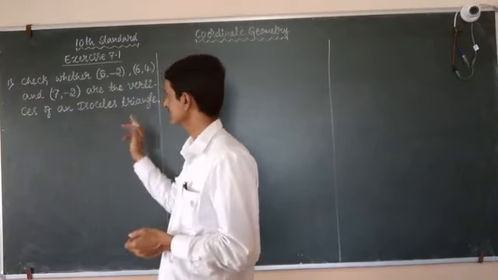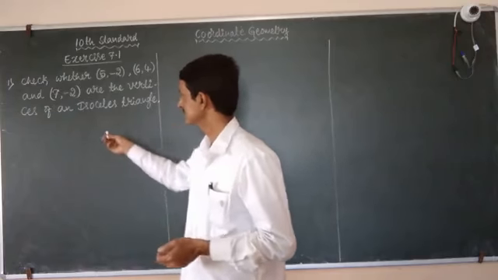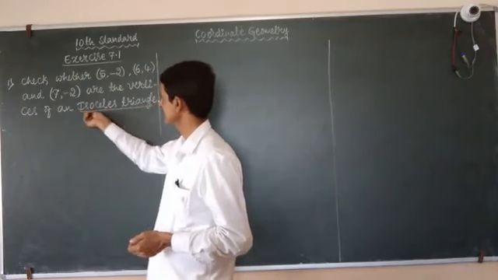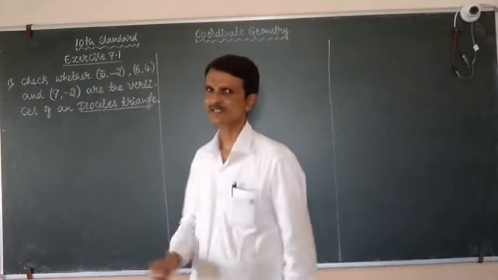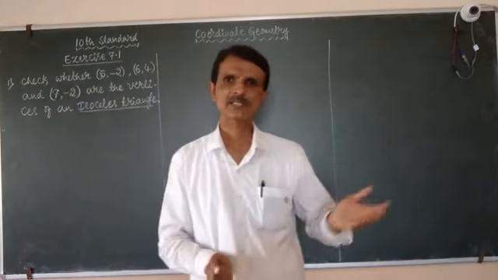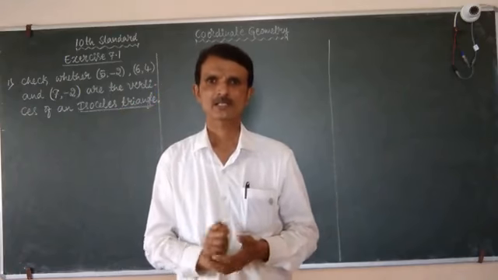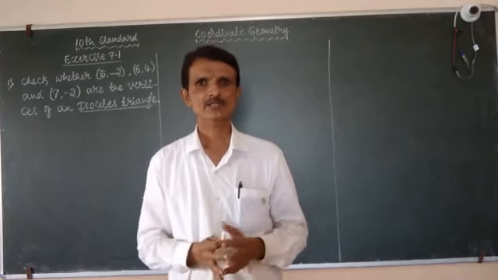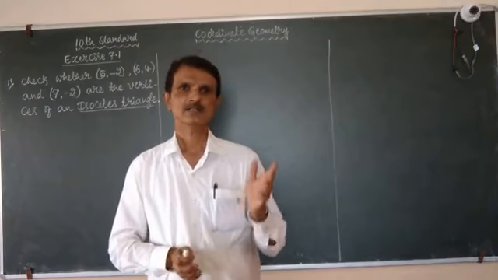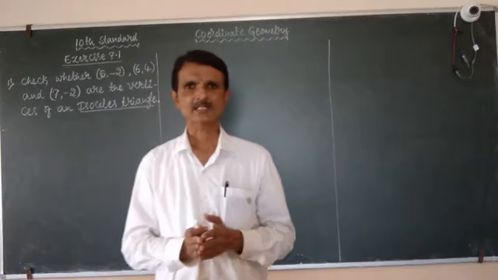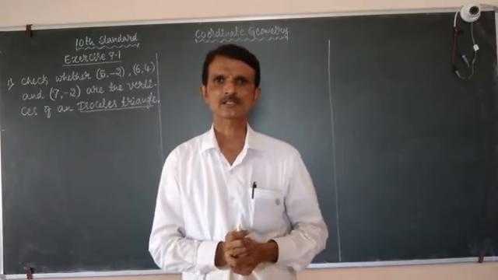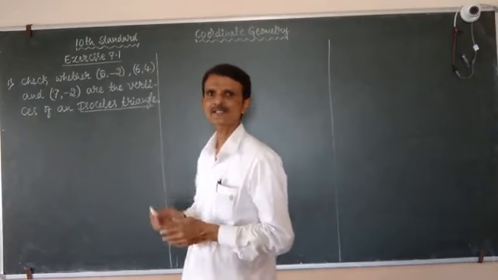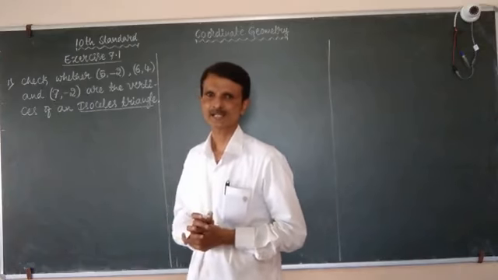So for this problem, students, we need the definition of an isosceles triangle. Can any one of the students tell me the definition of the isosceles triangle? What is meant by an isosceles triangle? Yes. In a triangle, if any two sides are equal, then such a triangle is called an isosceles triangle.